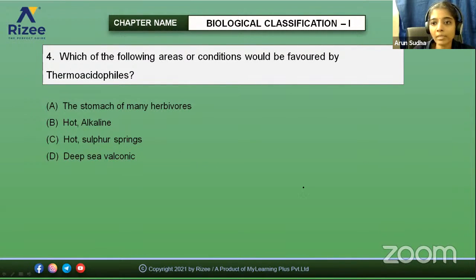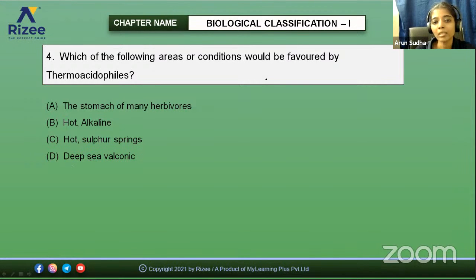So the fourth question is, which of the following areas or conditions would be favored by thermoacidophiles? Thermoacidophiles. So thermo means high temperature. Acidophiles mean acidic conditions. So which one? Whether it is the stomach of many herbivores, hot alkaline, hot sulfur springs, or deep sea volcanic. So which will be the correct answer? Fourth one. Option C is the correct answer.